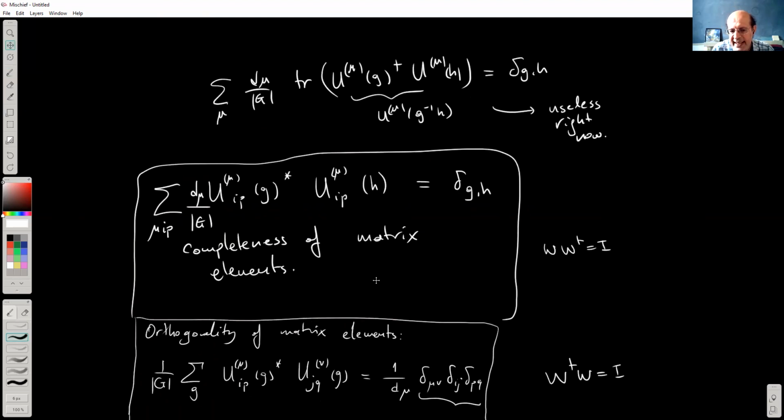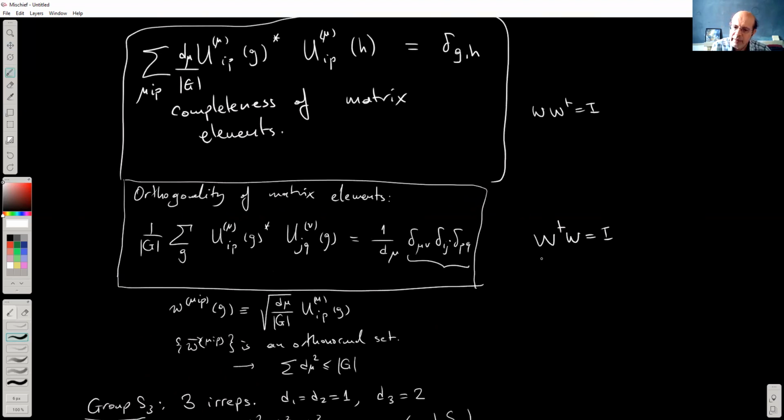I'm just stating this here as a mathematical tool that we can use to express the same relationship in a different way. Here I'm summing over the group elements. Here, though, I'm summing over the representations and the matrix elements. But somehow these two capture the same thing.